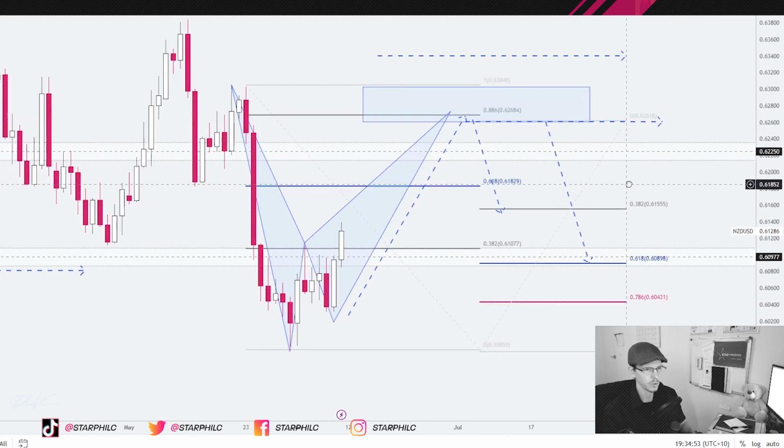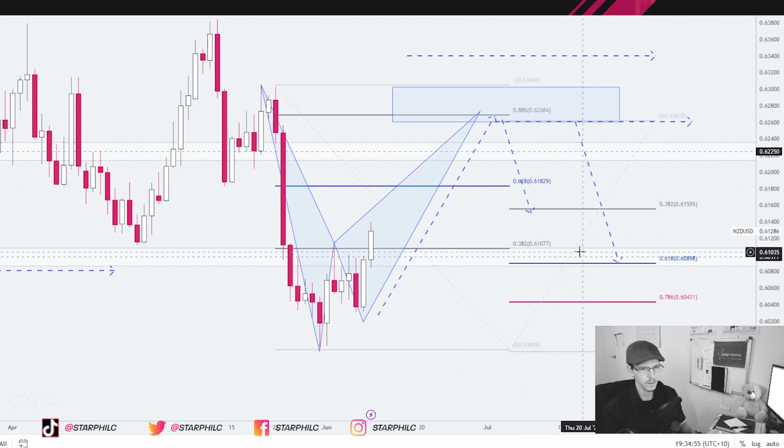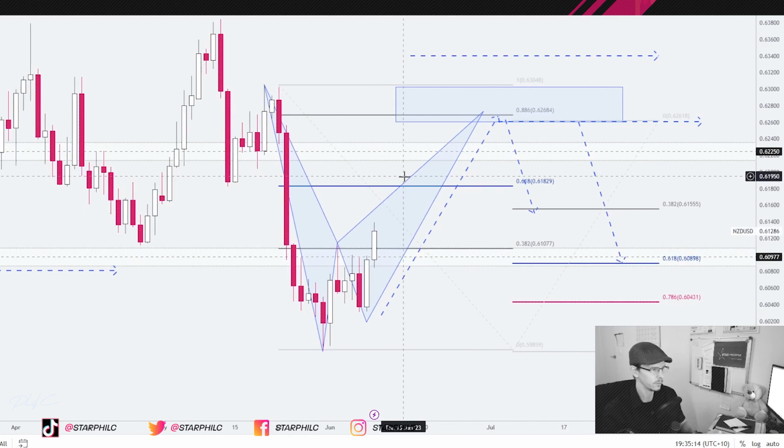That there is a potential sell on the Kiwi dollar, daily time frame. Potential sell on the Kiwi dollar in the form of a bat pattern right there. Entries 886, target 1, 382, target 2, 618. That would be my next opportunity watching the Kiwi dollar here.